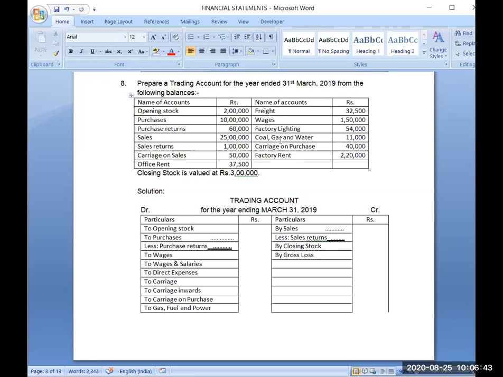Now you have to read the particulars. You have to think over whether it will come in trading account or not. So first thing is opening stock. So opening stock becomes 2 lakh. So you will write here 2 lakh.